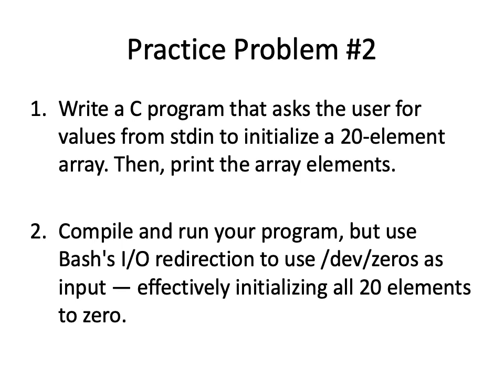Number 2, compile and run the program, but use bash's IO redirection to take /dev/zero as your input. So instead of the user typing in a whole bunch of values for the 20 elements of the array, now we're going to have /dev/zero fill those in. All of those elements in the array should be 0. Then when you print the array elements, you can test and see, did they really end up being 0? So that's practice problem number 2, and that's the end of this lecture.